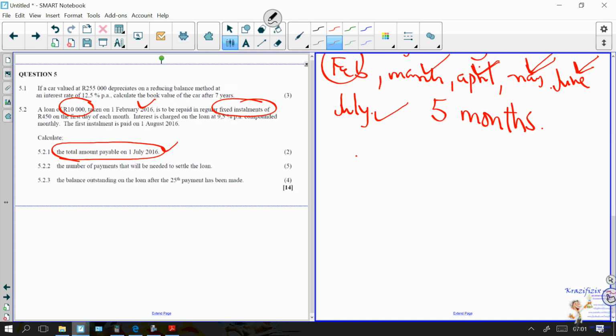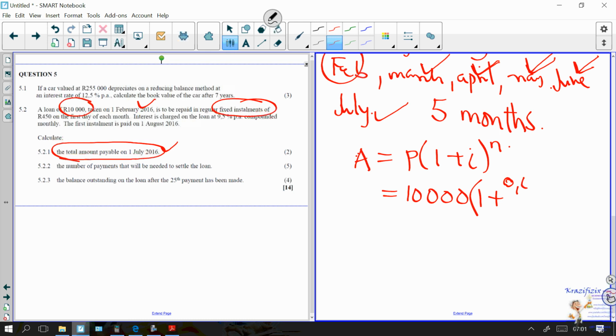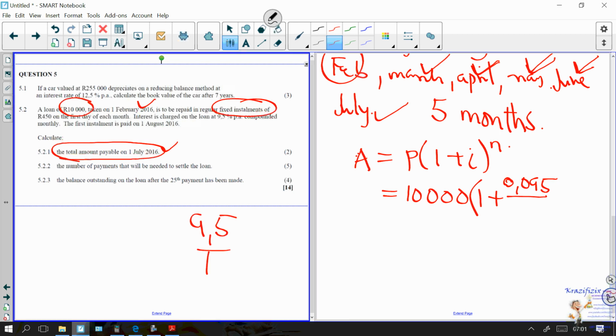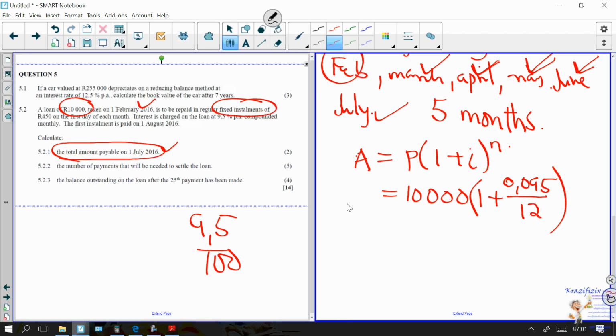It is appreciating. So A equals P(1 plus i) to the power n. Because you didn't pay at all, the money is just growing. What's my interest? 9.5, which is 0.095 compounded monthly. I'm getting my 0.095 because I'm saying 9.5 over 100. But because it is compounded monthly, I divide by 12. How many times is it compounded? 5. So that's my loan. My loan is growing. That's why I'm using that formula.